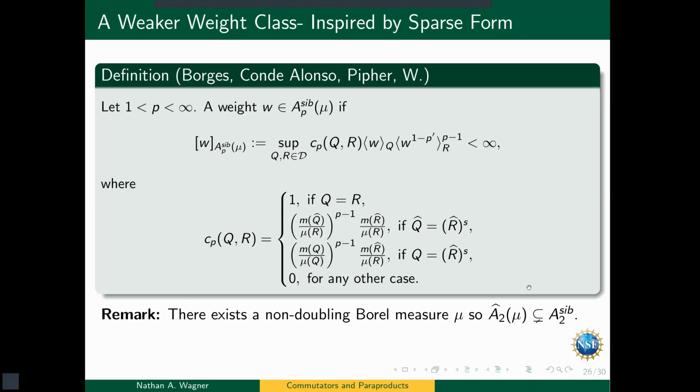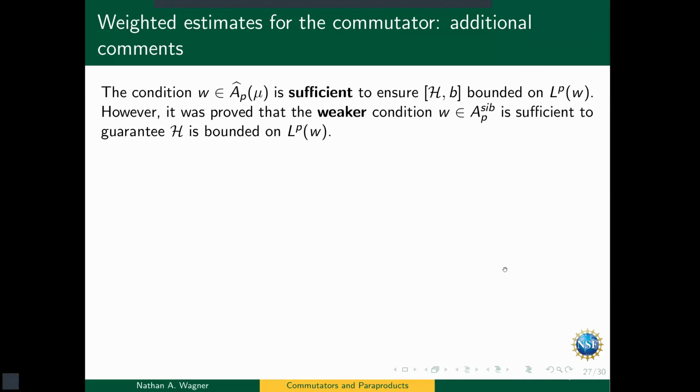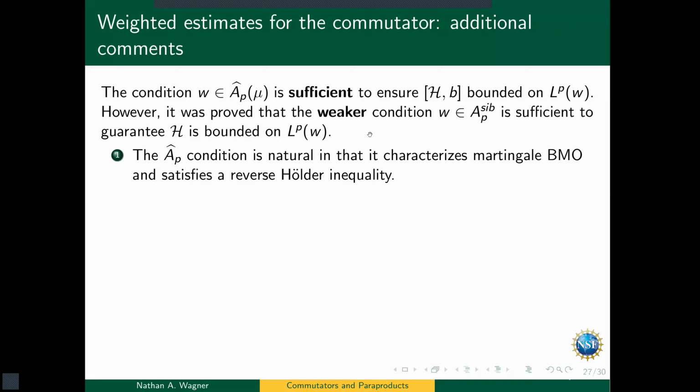And so basically what we were able to do is, in a previous paper, we assumed this A_p hat condition, and that was sufficient to get commutator weighted estimates. But in our current work, we proved that the strictly weaker condition, w is in A_p sib, is sufficient to guarantee that the commutator is bounded on L^p(w). It was previously shown that this weaker condition was sufficient for the Hilbert transform to be bounded on L^p(w). So this is a natural condition.